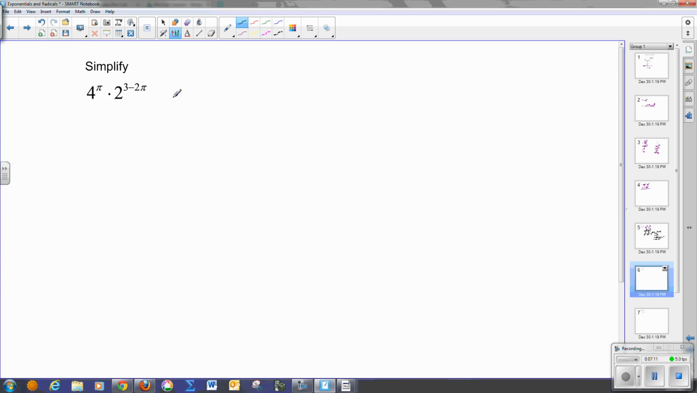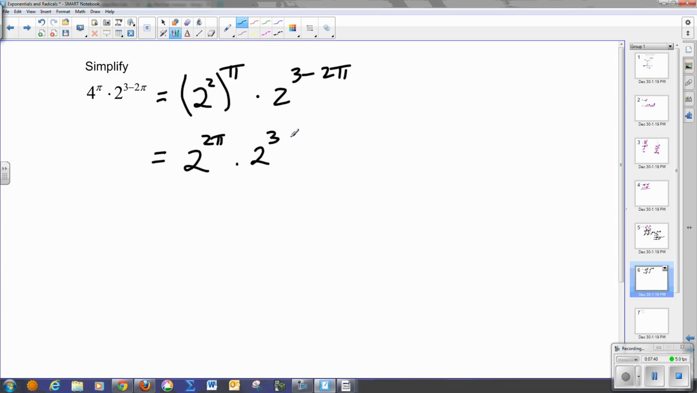Now, in this case, again, we're asked to multiply two things together, having exponents, but they don't have the same base. But we're going to use the same principle we just used. We're going to name 4 as 2 squared. And that's raised to the pi, multiplied by 2 to the 3 minus 2 pi. Power of power, multiply the powers, so that's 2 to the 2 pi times 2 to the 3 minus 2 pi. And anytime we have the same base, we add the powers. So that leaves me with 2 cubed, or 8.